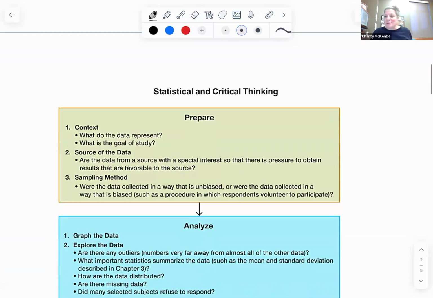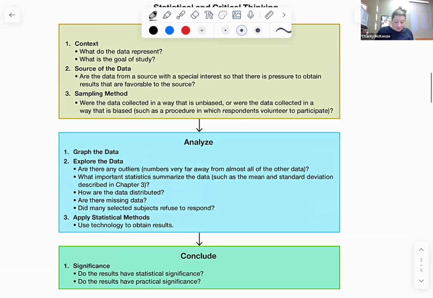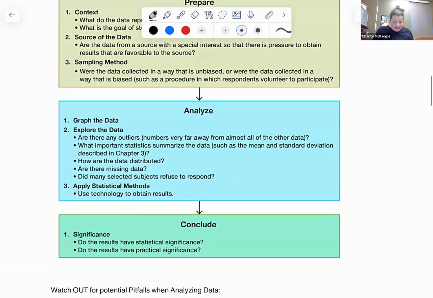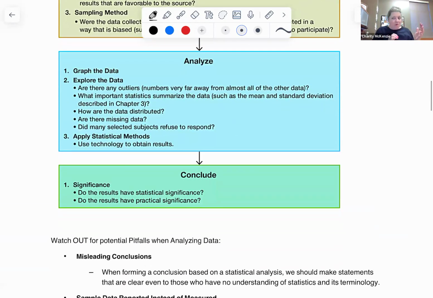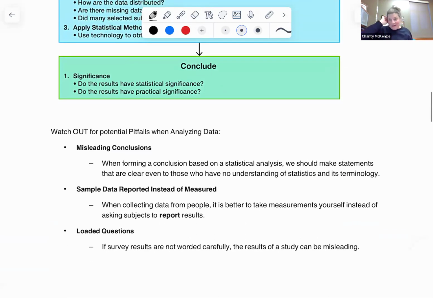Okay, I kind of put in this little diagram here about preparing, analyzing, and conclusion, to give you an idea of the overall process: how do we do statistics? Like, how do we set this up? How do we get that data? Then analyze it, and then conclusion. And that's what we're going to be working through on this whole first unit. Okay, so watch out for pitfalls.